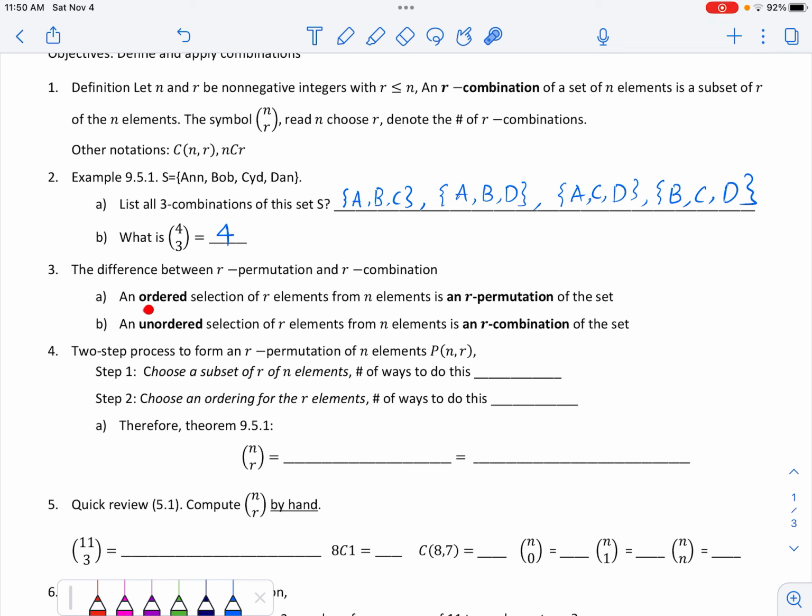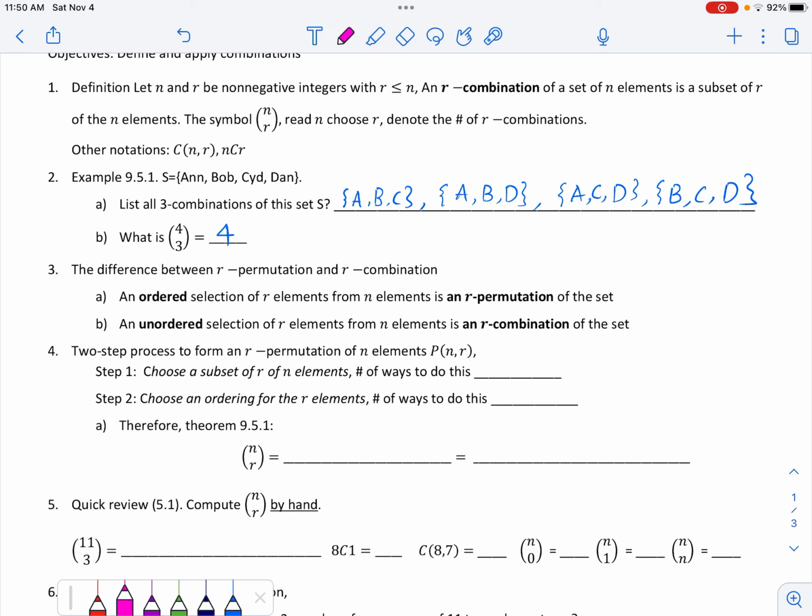The difference between r permutation and r combination: an ordered selection of r elements from n elements is an r permutation. So when you have an ordered selection, that's a permutation. And an unordered selection of r elements from n elements is called a combination. So basically in permutation order matters. In combination, the order doesn't matter.